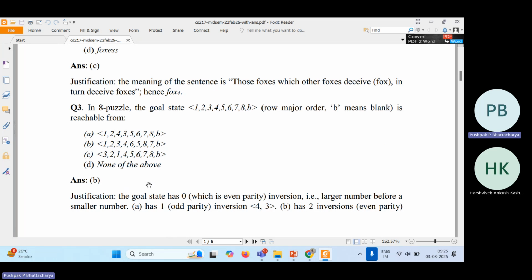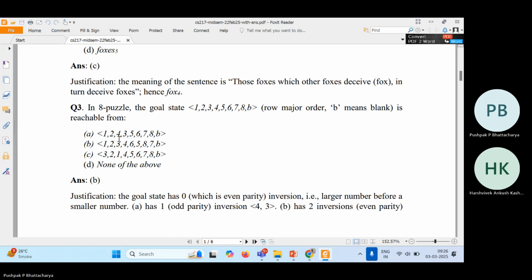And the property it uses is that if the goal state has even number of inversions, where inversion means a larger number is before a smaller number in the row major order. Now in the goal state, you can see 0 inversion, okay, which has even parity. So in the first option, 1, 2, 4, 3, 5, 6, 7, 8, B.